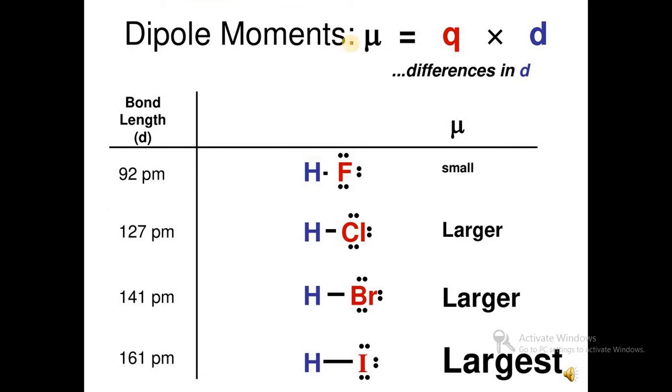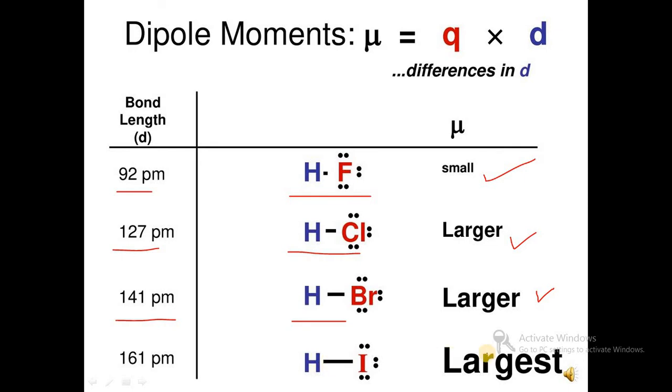So there are examples of dipole moment. For example, in case of HF, the dipole moment is very small because bond length is very small, 92 picometer. But in case of HCl, bond length is greater, then dipole moment is also larger. In HBr, 141 picometer distance, so this one is also larger.